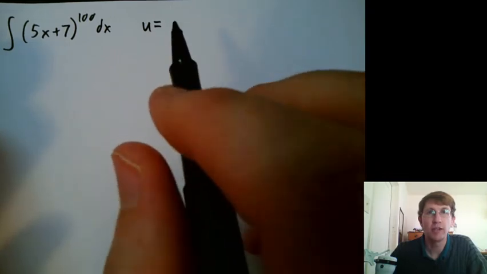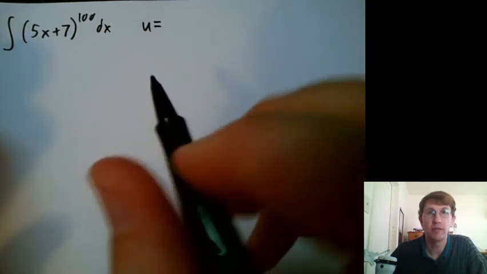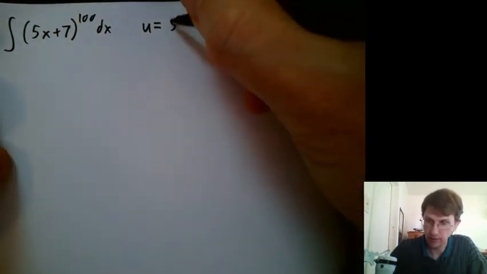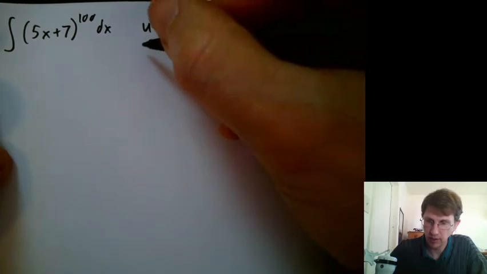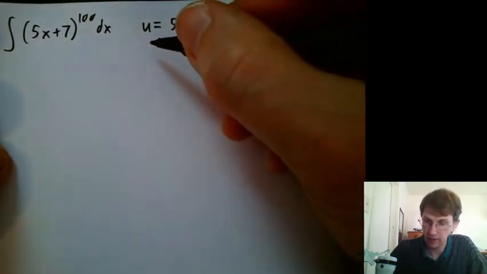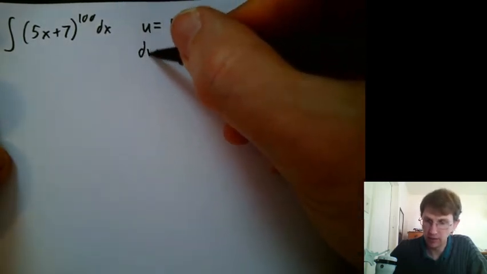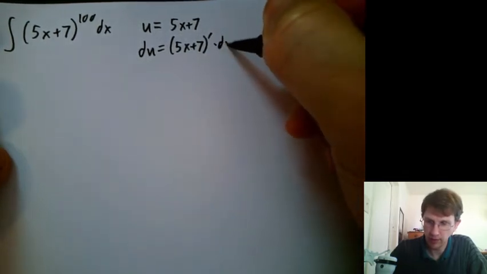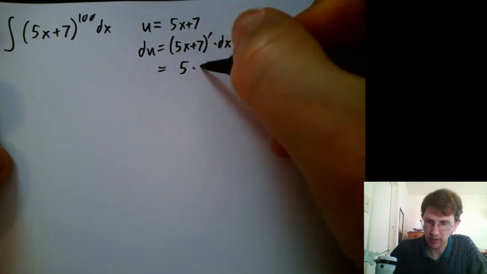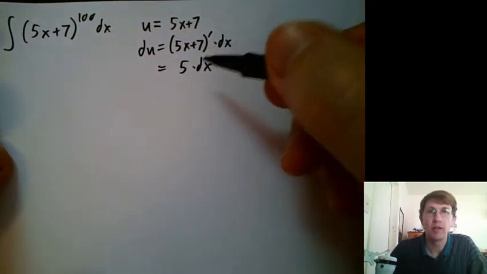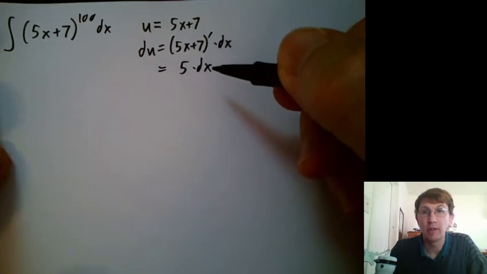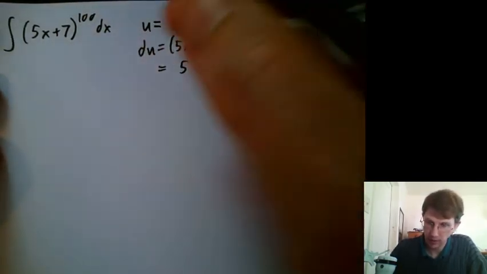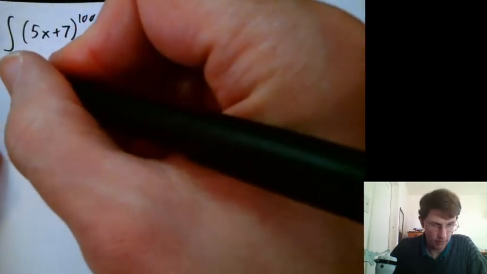So what would you say is u here? What is the inside function? Well, the stuff inside the parentheses is usually a good guess, right? So u is 5x plus 7. And then the next step we say is, what is du? So that would be (5x plus 7) prime times dx, which is just 5 dx. You could say it's 5 times 1 plus 0, but then you would really want to simplify that down to just 5 dx. And then we'll rewrite the integral.